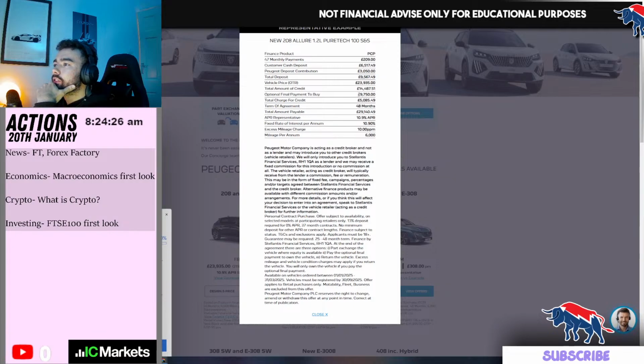Total amount of credit is 14,000. Optional final payment to buy is £9,000. Total charge to credit is 5,000. Total amount payable is 29,000. Is that if you bought the car after? I think it is, isn't it?